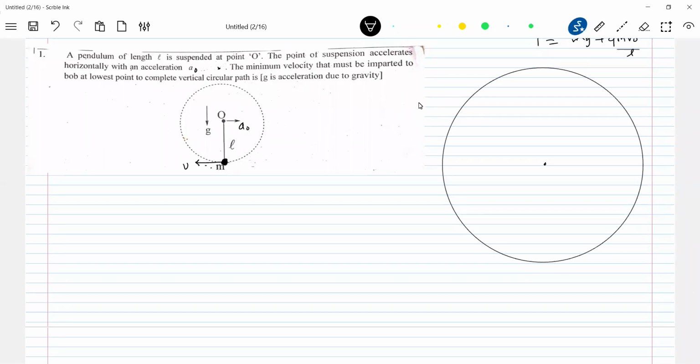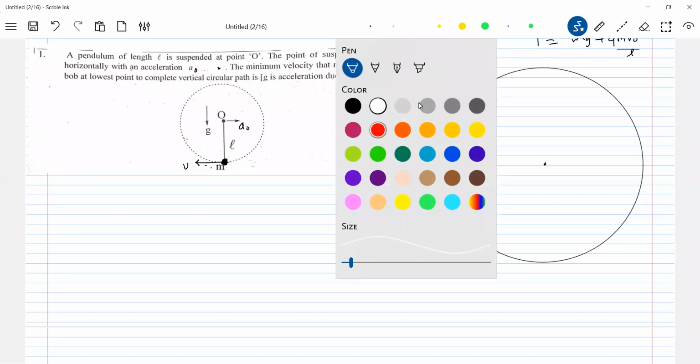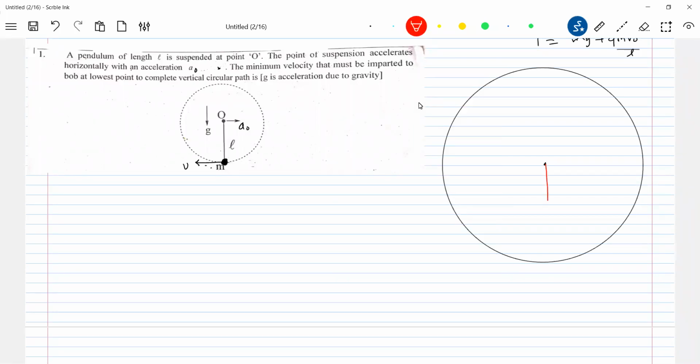So look at the total figure. Let this be a bob, and this is a string. Okay, let's try to search for the critical point. What we have to do? In fact, the point of suspension is accelerating. So try to look at the various positions. Various positions means let me go directly for the higher point. So it's a trial and error now. Nothing is there, so you have to go back to the various points.